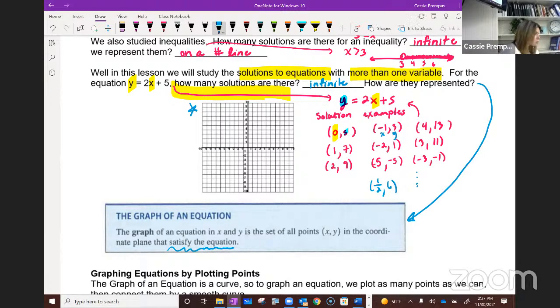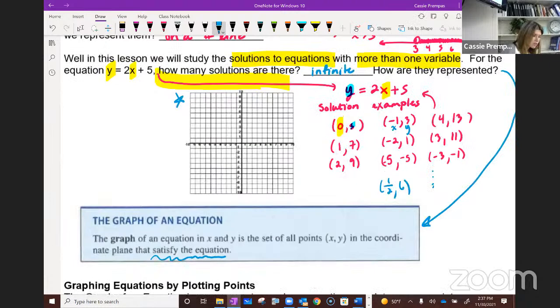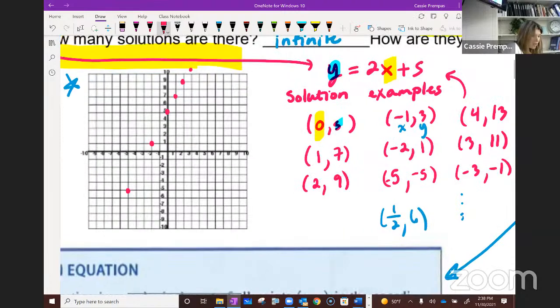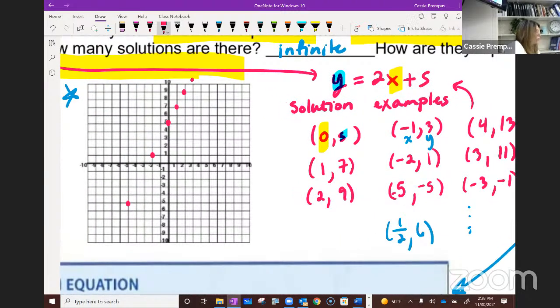Now, if I was to show the reader the infinite amount of solutions, I would plot all of these points, like 0, 5, like -2, 1, like 1, 7, like, what else did I have here? 2, 9. I had 3, 11. I think somebody gave me that one. 4, 13 goes off my graph, but I could write it. -5, -5.